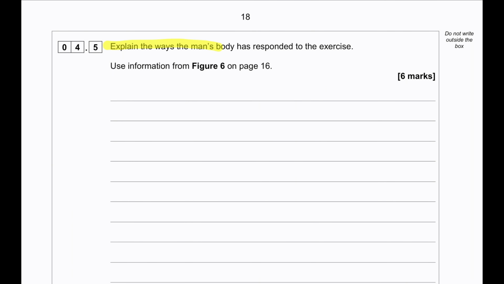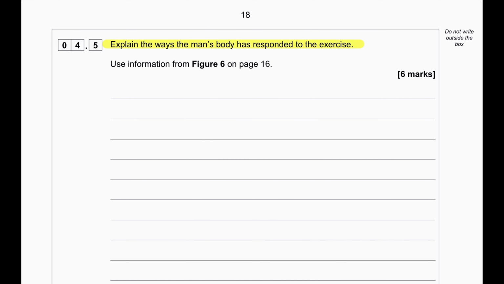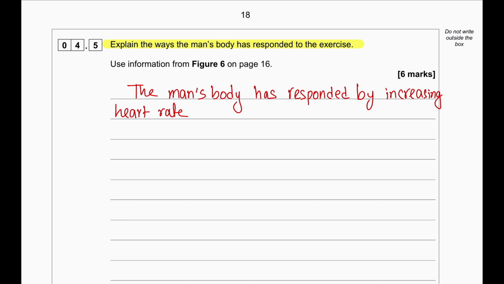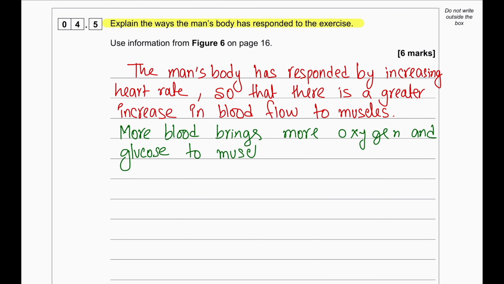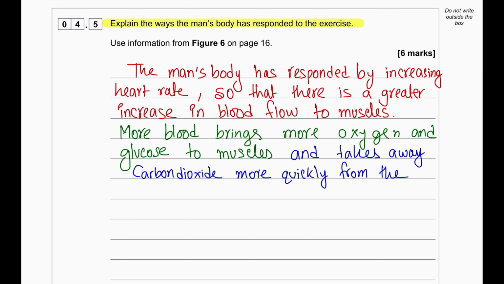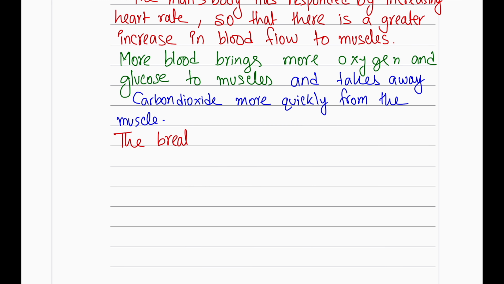Explain the ways the man's body has responded to the exercise. From the graph, we observe that the man's heart rate has increased, which is mainly due to increased blood flow to his muscles to provide extra oxygen and extra glucose to the muscles, and also to remove the carbon dioxide that is produced more quickly from the muscles. The breathing rate has increased so that more oxygen can be supplied to the lungs, more oxygen can be absorbed into the blood, and more carbon dioxide can be taken out of the blood.